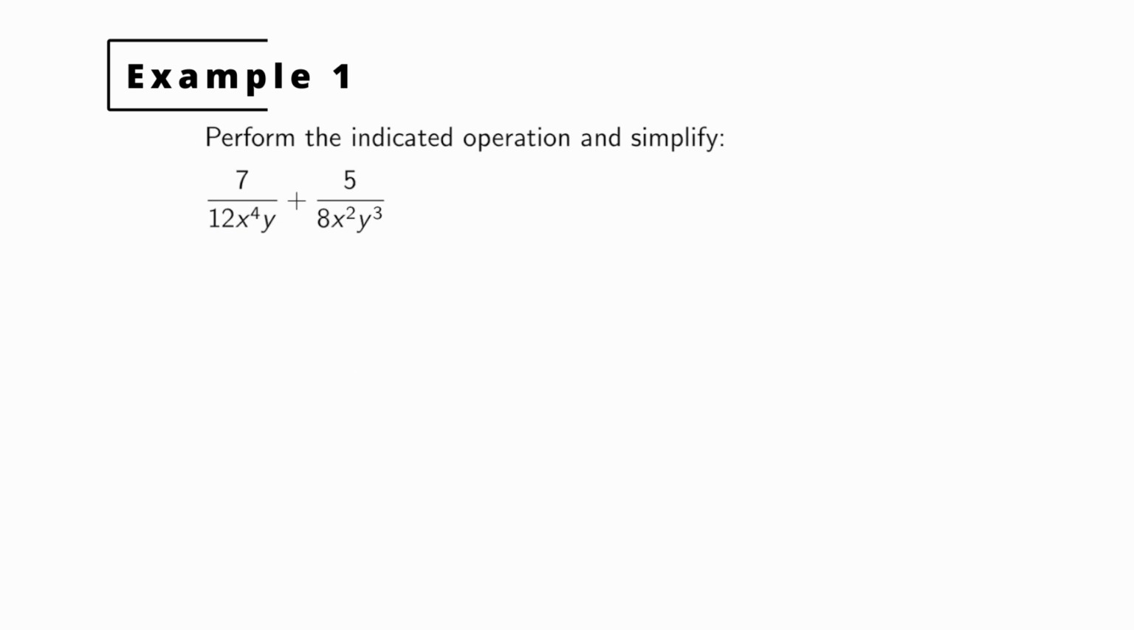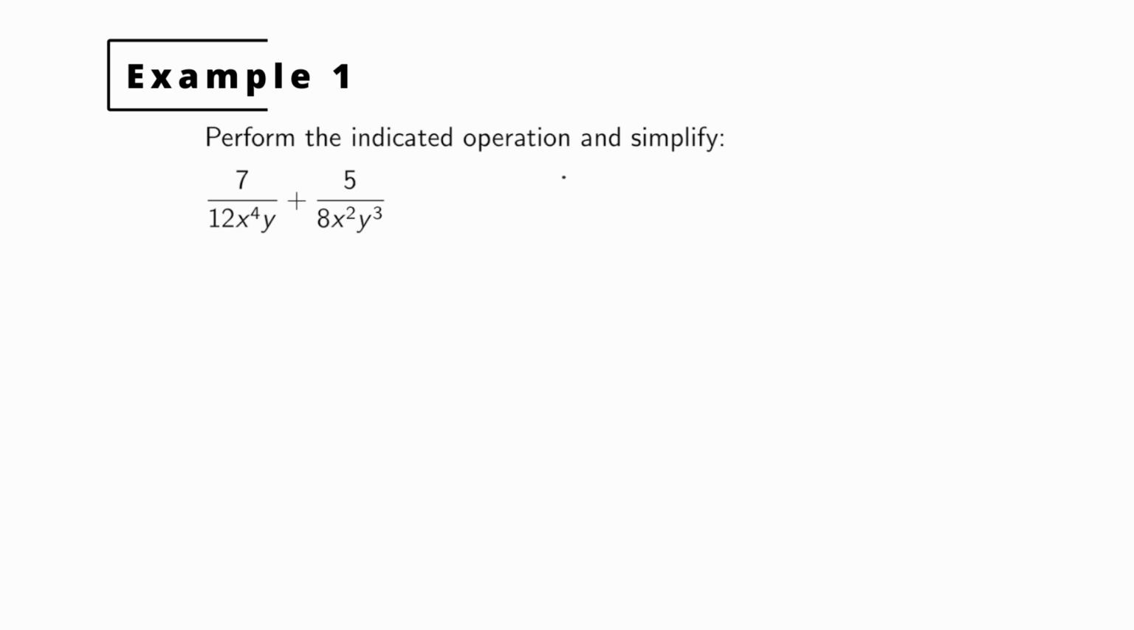Let's look at an example. We want to add these two rational expressions. Now we said our step one was to factor the denominators, but the denominators here are monomials, so there's nothing to do there. So the next step is to find the least common denominator, which is the least common multiple of each denominator. So we have 12x to the fourth.